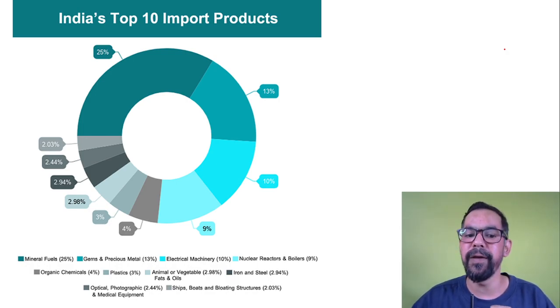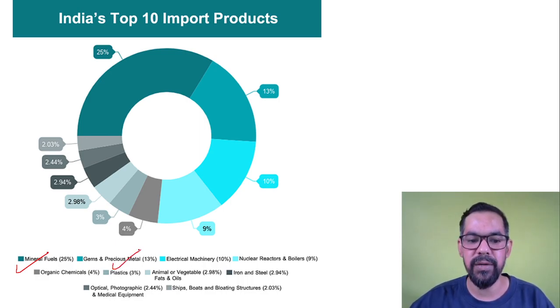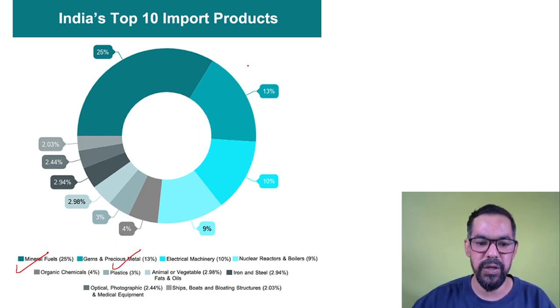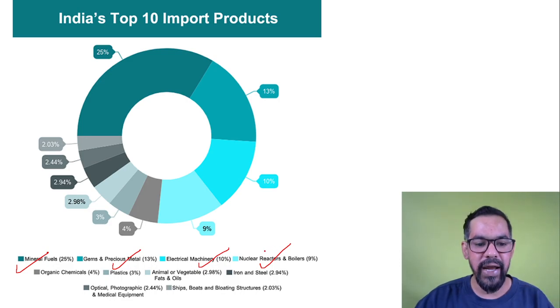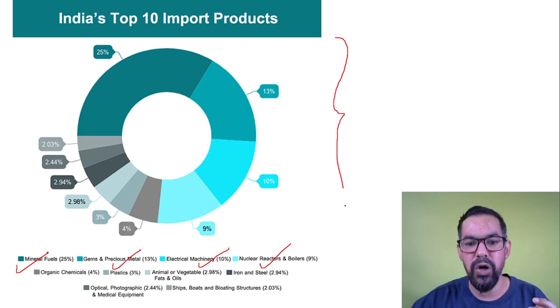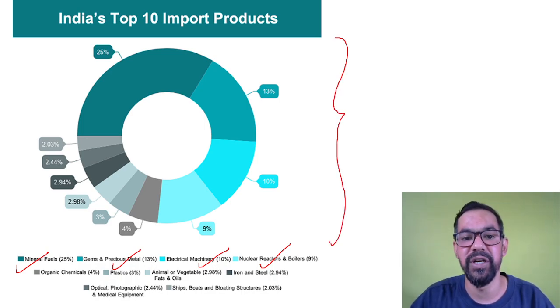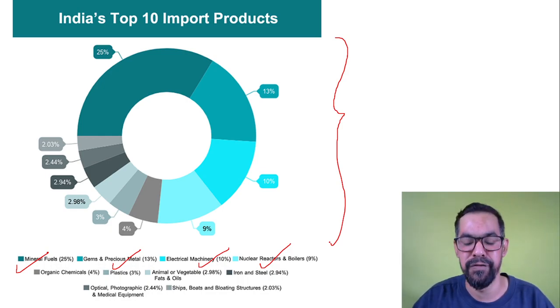Okay, the top 10 imports: what we import in bulk is crude oil on top, so mineral fuel, which is crude oil, is maximum at about 25%. Gems and precious metals are around 13%, electronic machinery 10%, nuclear reactors and boilers about 9%, then organic chemicals, plastics, and all. So these are the major import commodities for India, the items which we generally import from different countries.